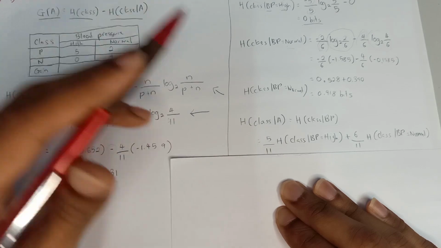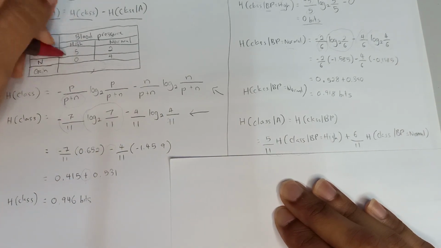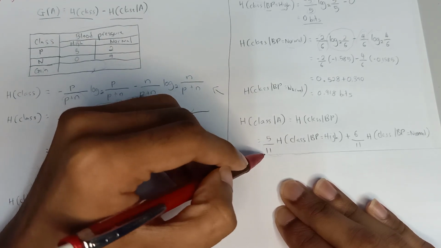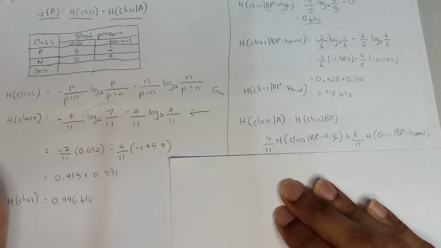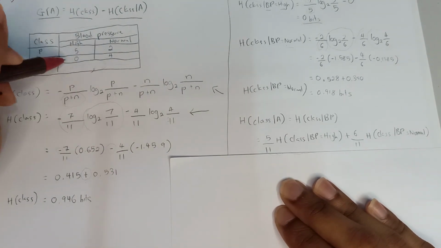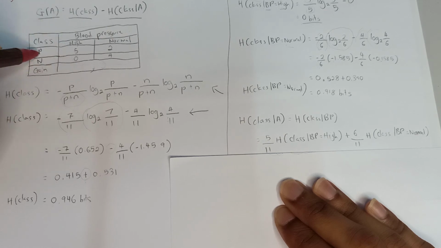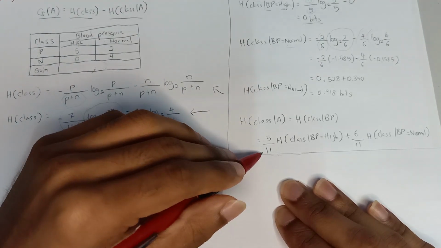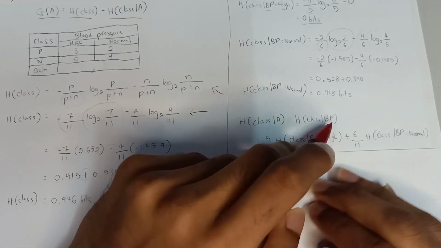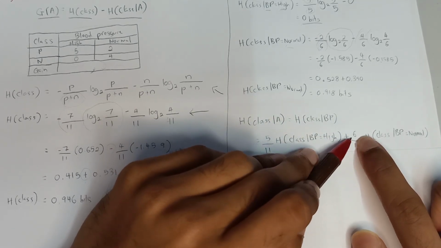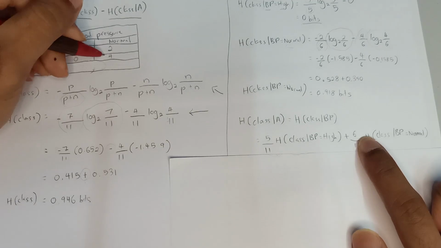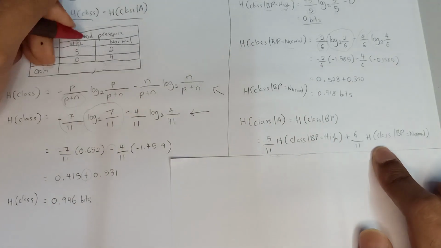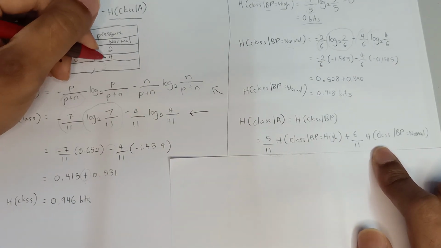For the high blood pressure, we have a total of 5 here, which is the same 5 here, over 11. 11 is the total value here, which I said before, 5 plus 2 plus 4 equals to 11. The same goes here. This is for the normal blood pressure, which is 4 plus 2 equals to 6 over 11. As I said before, 5 plus 2 plus 4.